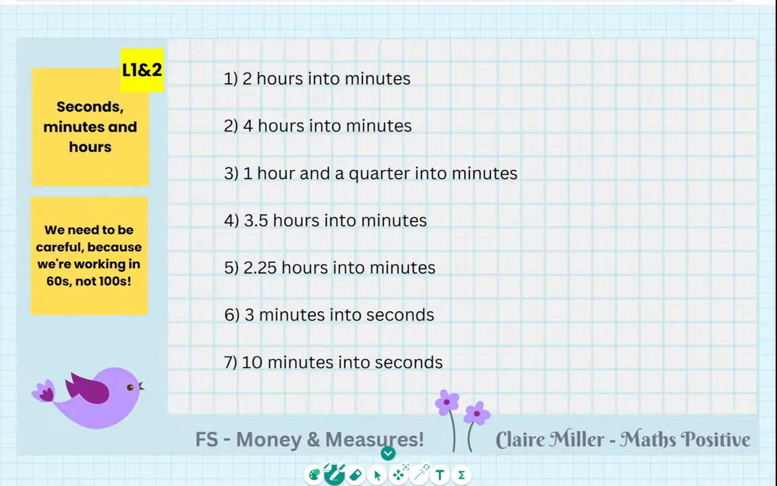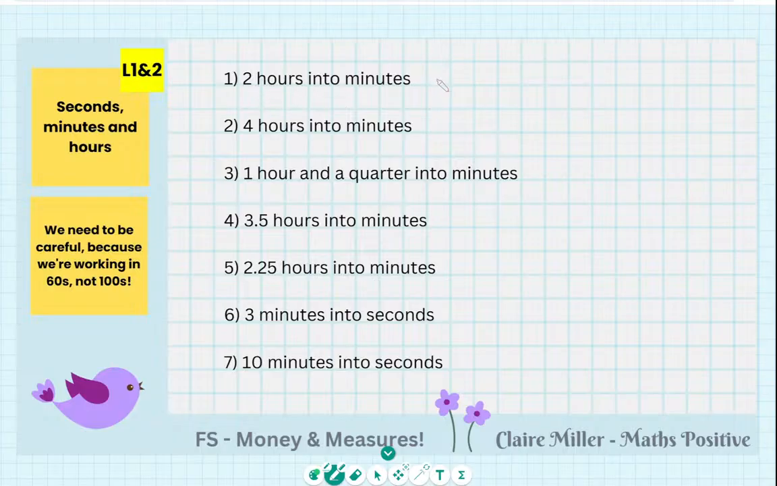Excellent. So, like I said before, we need to be really careful because we're working in 60s, not hundreds, and sometimes that can cause trouble. Let's have a go together at converting some numbers of hours into minutes, including some of these decimal ones that could be a little bit trickier. So you certainly need to be confident with halves, quarters, 3/4 of hours as a minimum.